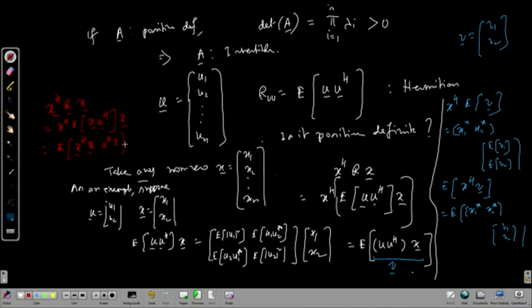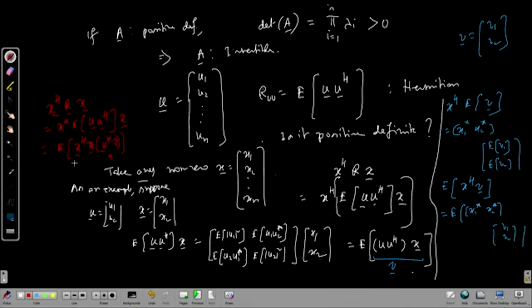Okay. So, u h x, u is a column vector, u h is a row vector, okay, because you transpose and then conjugate. So, a row vector times x, x is a column vector. So, row into column it is a scalar. So, this quantity is a scalar. Okay. You can call it anything, maybe you can call it y, y is a scalar. Okay.